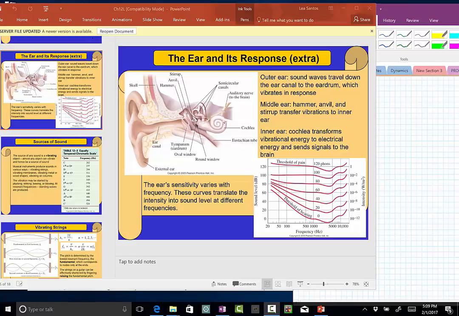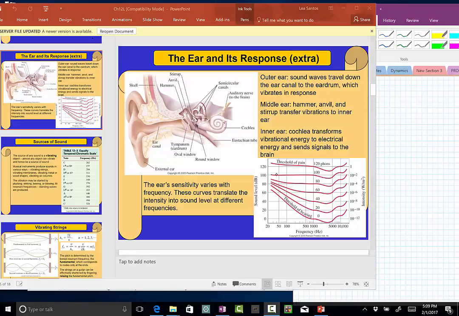Okay, so this is the continuation of chapter 12, from Giancoli 6th edition. Remember, chapter 12 is about one specific kind of wave, which is sound waves. Okay, and remember, we talked in class very quickly about this slide.